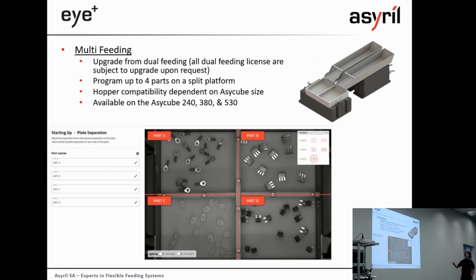But we feel this is an ease of use tool, so you can do all of your programming on a single ASICube. One thing to keep in mind is that it's only available on the 243 and 530, so those larger ASICubes. And another thing to keep in mind is that all the parts on the platform are subject to the same vibrations. So they need to behave in a similar manner, or else they might not work well together.